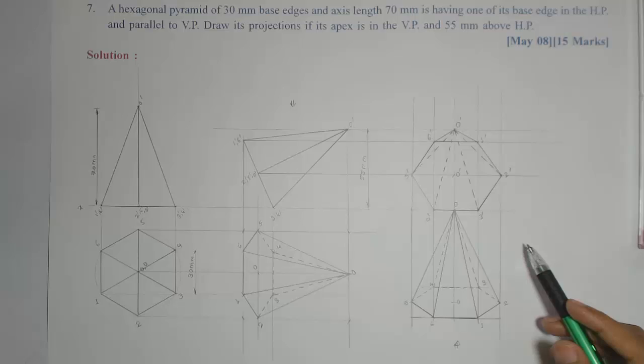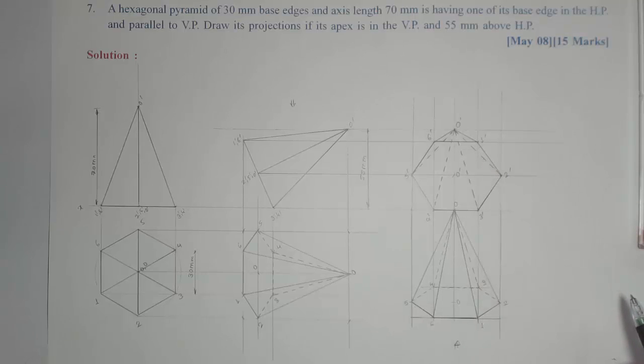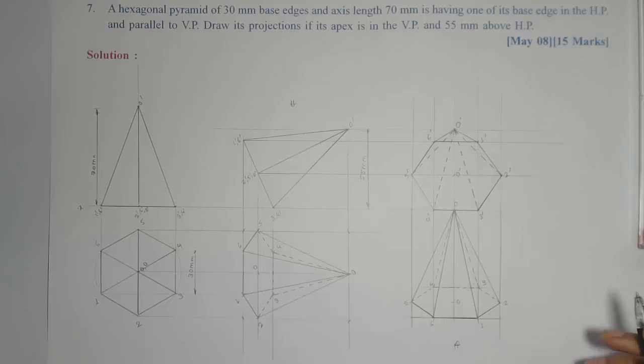Just check once again whether we have forgotten any lines or edges. No, 6 slant edges, 6 edges of the base. So this completes the solution for this particular problem.